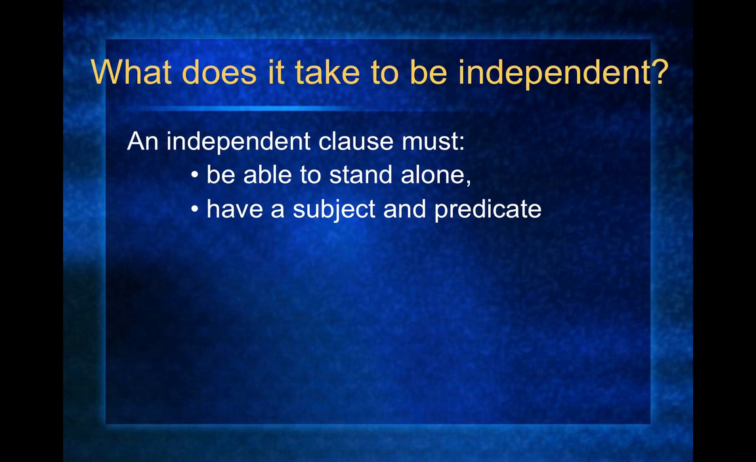Well, an independent clause has to be able to stand alone and have a subject and predicate, so it functions as a sentence in some ways. But if you can find an independent clause in a sentence, you can start to make your writing more complex by first starting with compound sentences. Let's go over this again, though. An independent clause must be able to stand alone and have a subject and predicate.